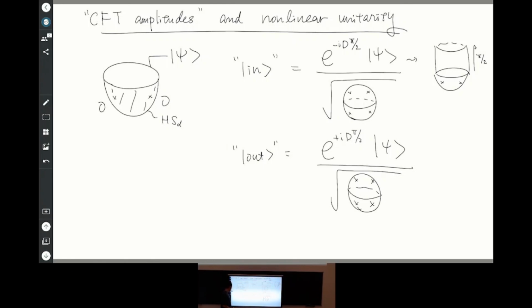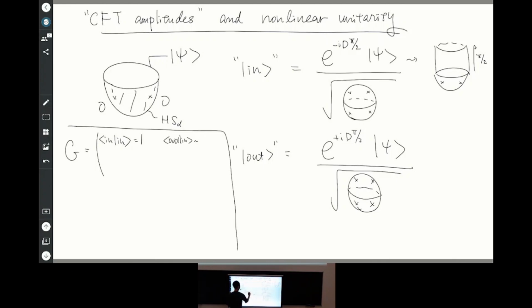Now what I'm going to do is consider these two kinds of states, and then compute the matrix of norms, overlaps. So you have an in state and an out state as a row and a column, and then compute the matrix element of overlap. Here sits in and in. This is just 1, because e to the minus i pi d over 2 cancels out if you take a Hermitian conjugate, and in the end you just get the sphere divided by sphere. So this is 1. Whereas out and in is non-zero.